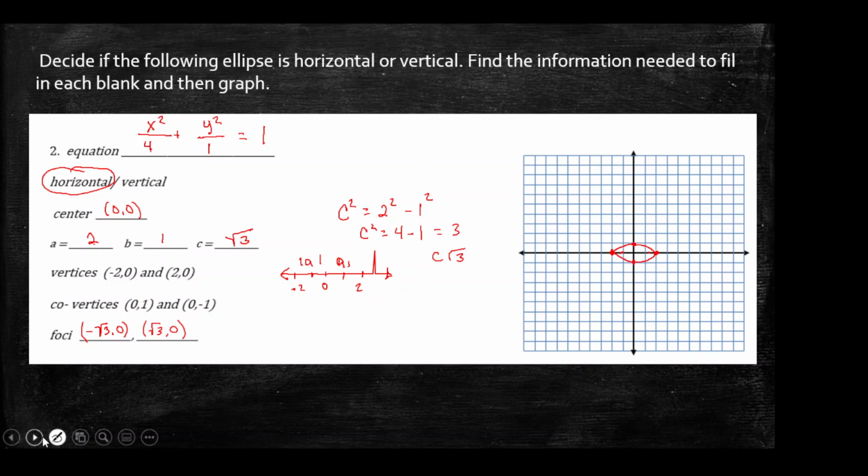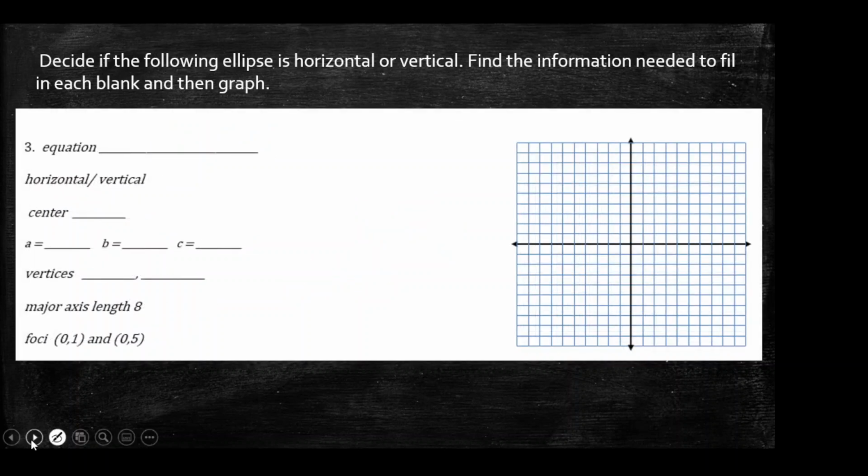All right, let's kick it up a notch. In this problem, I'm going to give you the axis length for the major axis and then the two foci. Well, what does that give me? First off, if I have a major axis length of 8, then A is half of 8, right? It's 8 over 2. So my A value is 4. All right, that's helpful. What else do I know? Well, I know the foci are equidistant from the center, right? So the center is going to be halfway in between these two.